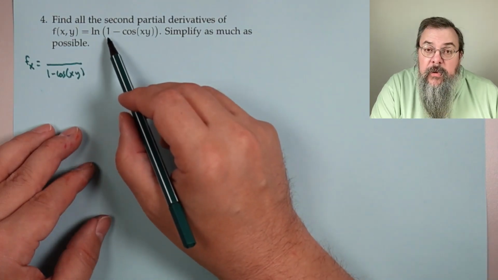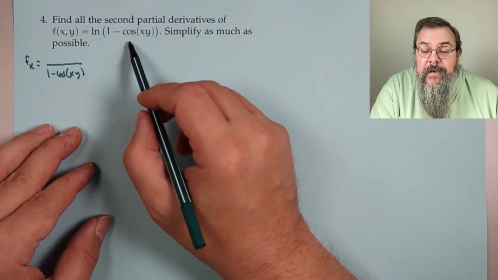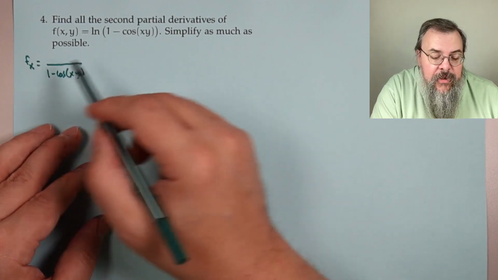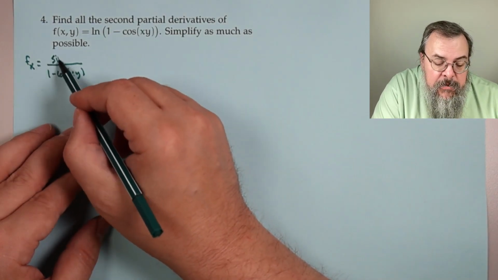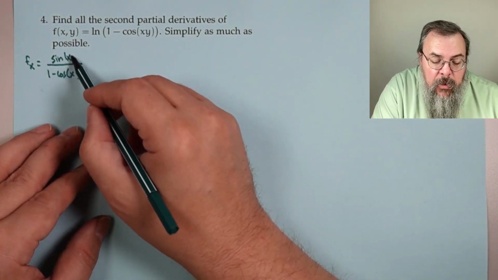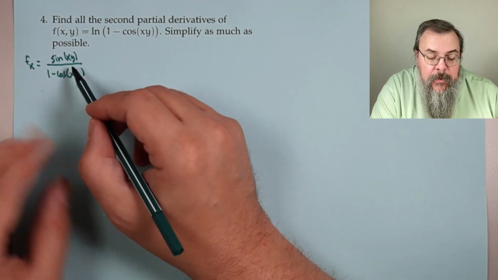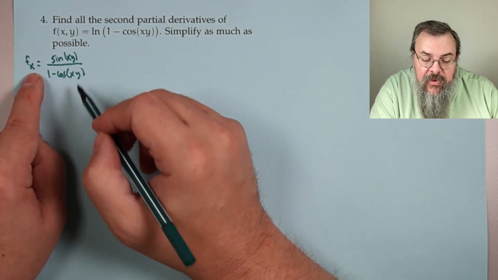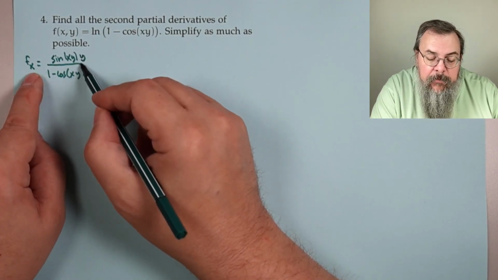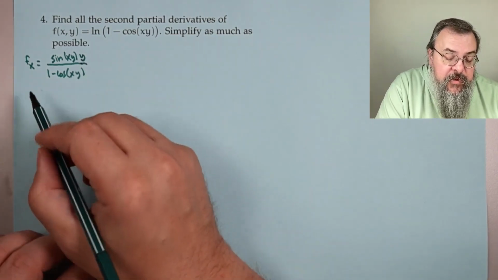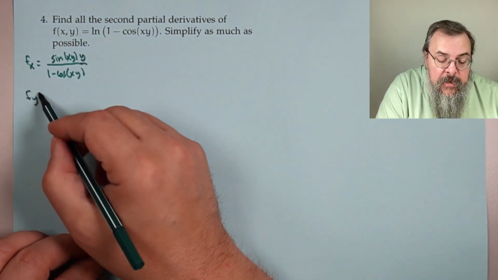Derivative of 1 goes away. Derivative of cosine, negative sign, it's already negative, so it becomes positive sign. And then you have xy times the derivative of the inside with respect to x, which would leave you with a y. All right, similar, fy.